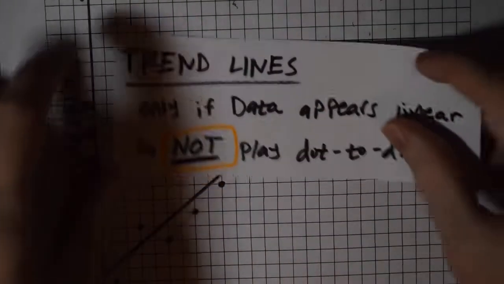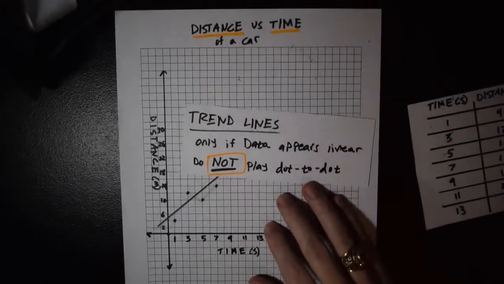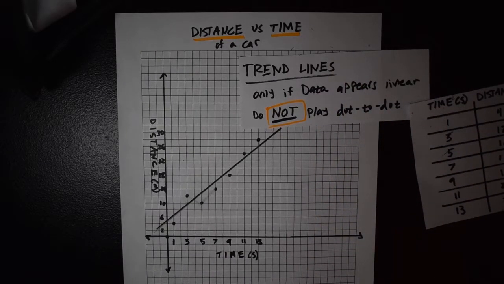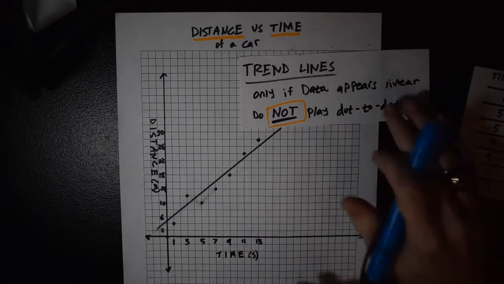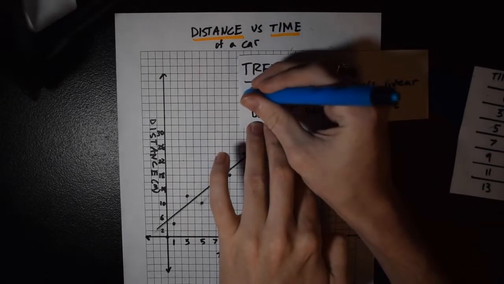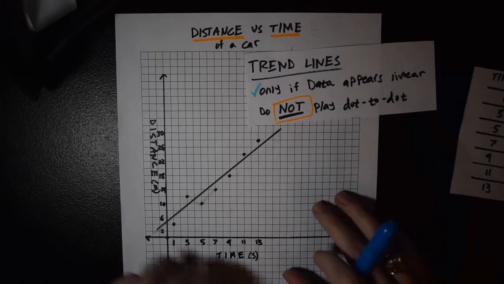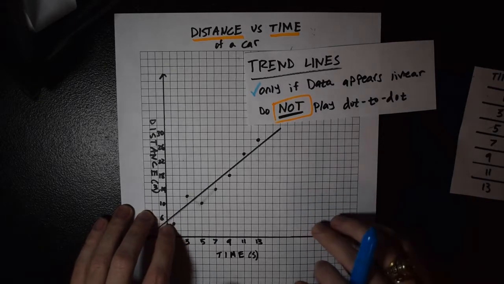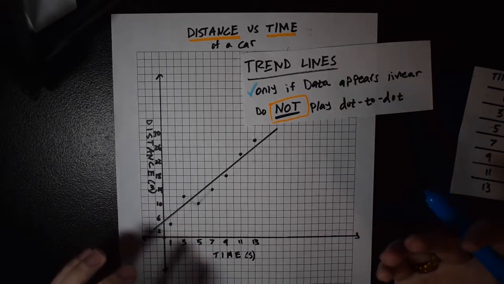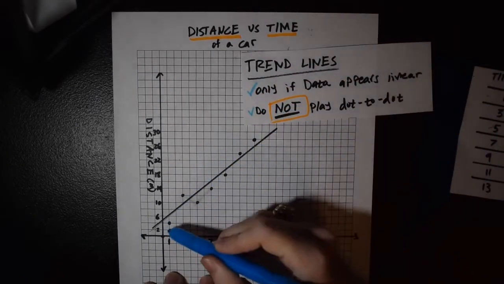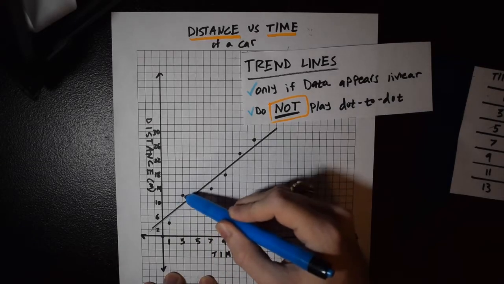So let's circle back. Let me zoom out and show you the whole thing. Okay, we got this graph and we're talking about trend lines. The first thing we asked ourselves was, does the data appear to be linear? And I would say it does, so I'm going to give this one a big blue check mark. The second thing we want to do is not play dot to dot. And we didn't play dot to dot. We actually didn't connect any of the dots, which isn't always the case. Sometimes there will be dots to connect, but we just don't want to kind of pinball between them like this.